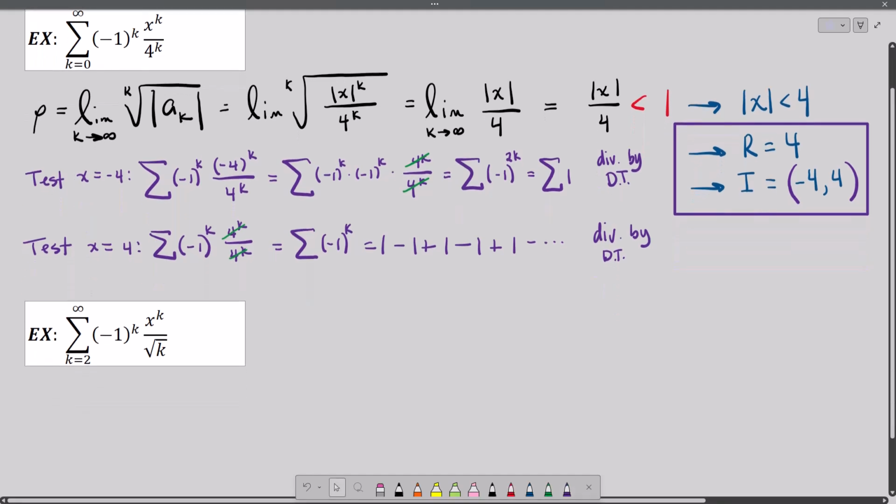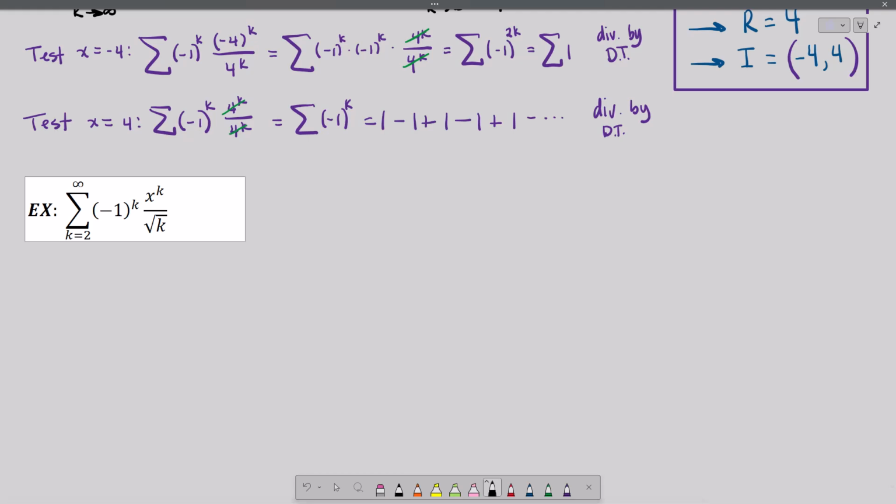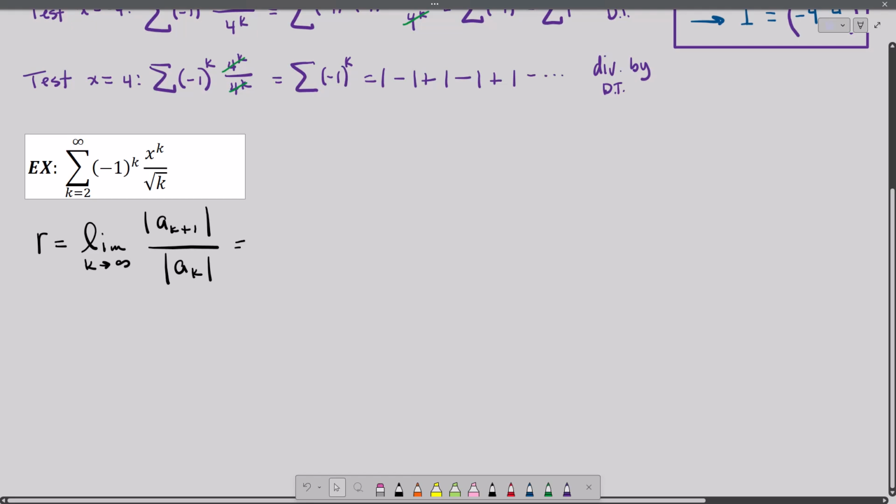All right, let's try another one of these. Now, this one looks a little harder to do the root test with, so let's go with our traditional ratio test. So we're going to let R be the limit as k goes to infinity of absolute a sub k plus 1 divided by absolute a sub k. Once again, the absolute value is going to squash the switch. That thing's going to be gone.